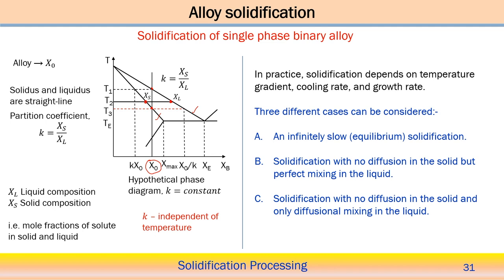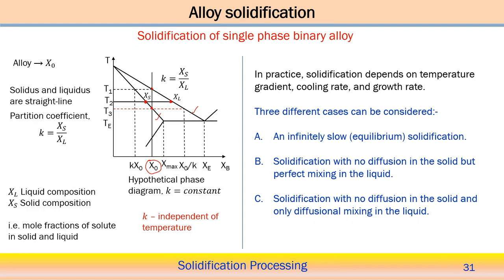So the actual composition of the alloy is x0, but the composition of the liquid and the solid phases varies with respect to temperature. As the temperature gradually decreases, the concentration of the liquid phase of this particular alloy increases, but the concentration of the solid phase decreases, depending upon the nature of the phase diagram of this particular alloy system. With this understanding, we define the different terminology here.